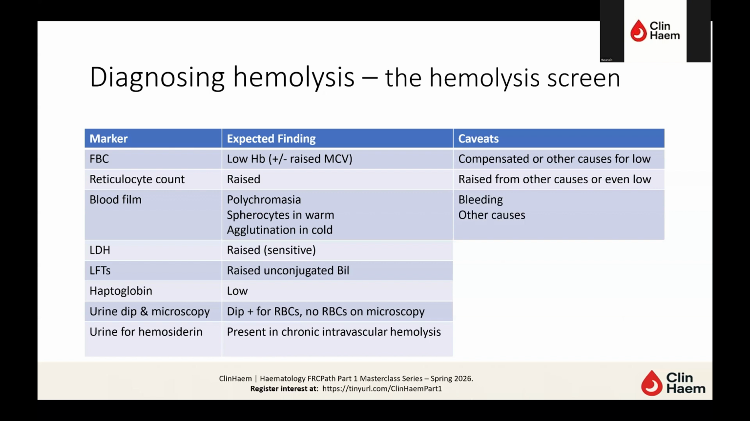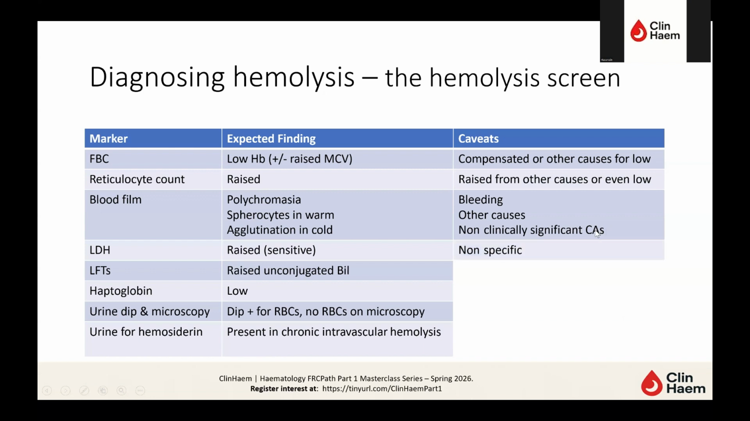Polychromasia can be seen in bleeding because it just reflects reticulocytosis or other causes. Spherocytes are non-specific, and of course, there's a bit of inter-observer variability in blood films. Agglutination can be seen in non-clinically significant cold agglutinin, which is an important concept covered a few slides down the line. LDH is sensitive, but it's non-specific.